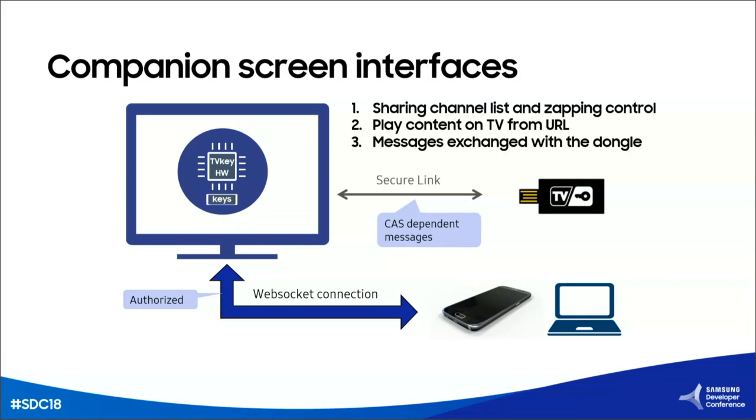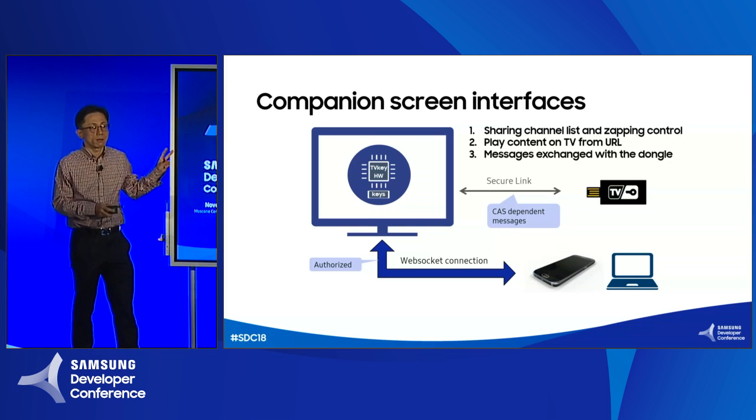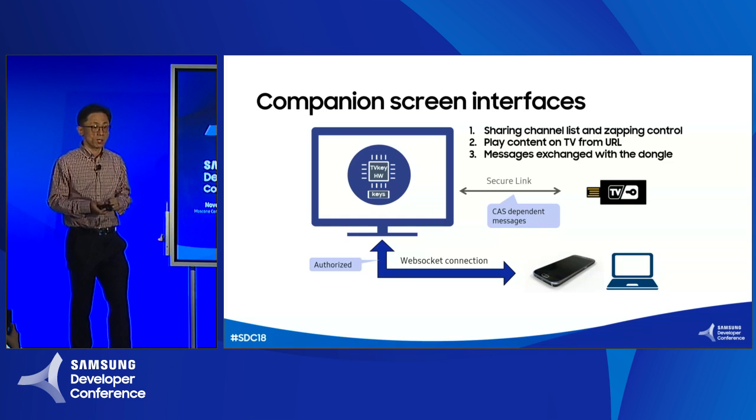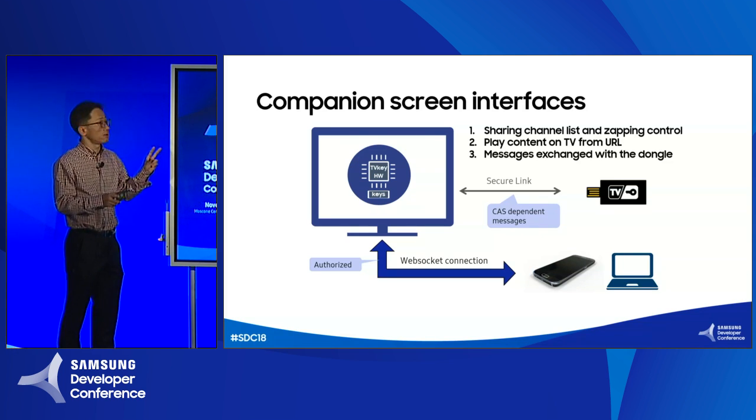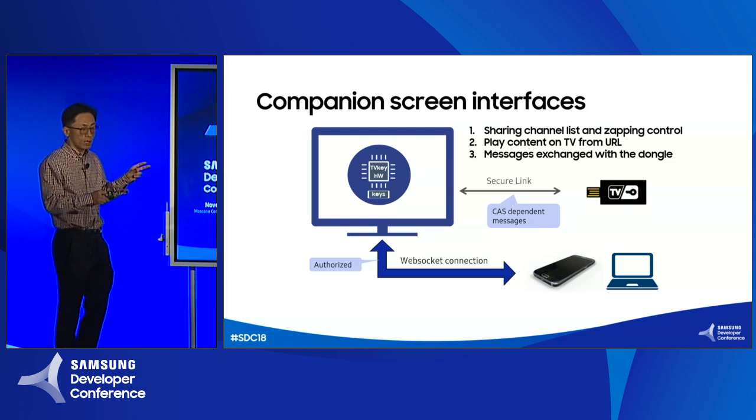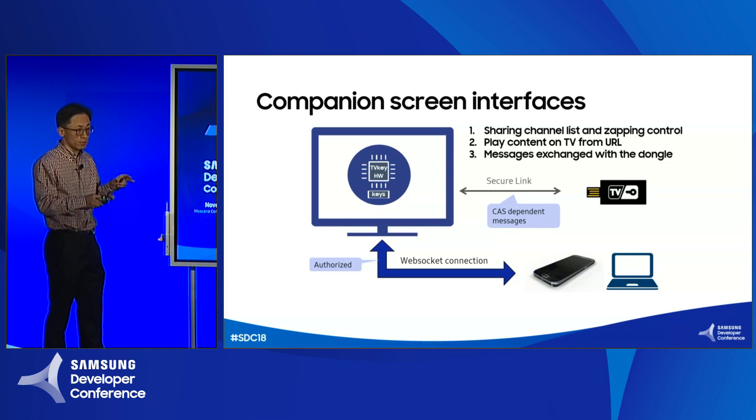In the TVkey specification, we define the way to support the companion screen. It's very similar to Chromecast, but the difference is that the connection between the dongle and the mobile device will be secured. When the mobile requests the establishment of the connection, the relevant key should be exchanged to check the validity. And if it is allowed, then the secure connection is established. Then through that channel, private information can be delivered.